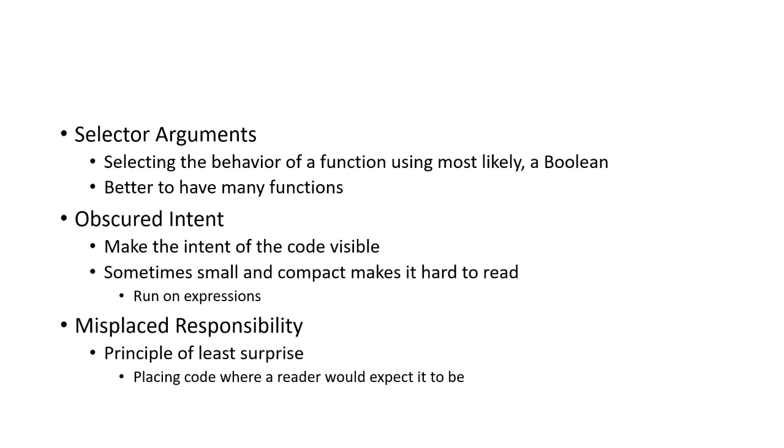Next, we have obscured intent. This is where Uncle Bob says you need to make the intent of the code very, very visible. Sometimes when you compact things and make them very small and all on one line, it makes it hard to read. A perfect example is one he uses in the book, where you have a run-on expression. You have a very long mathematical calculation, and sometimes it's better to split that up into multiple variables instead of having it all on one line.